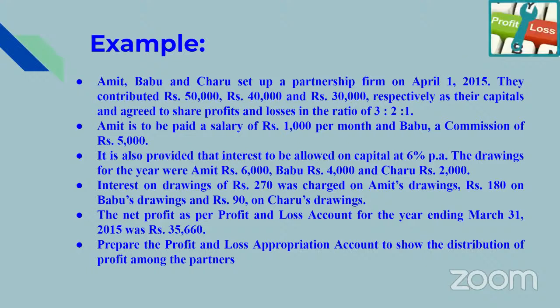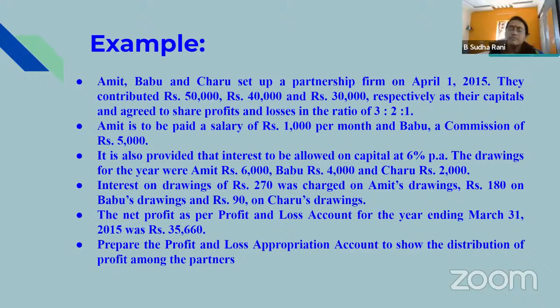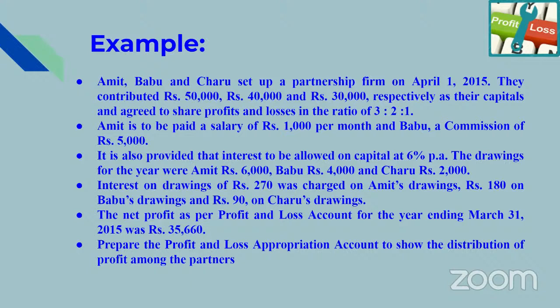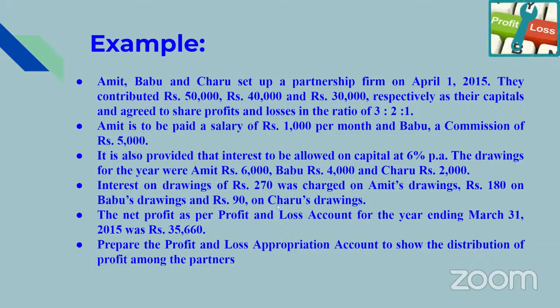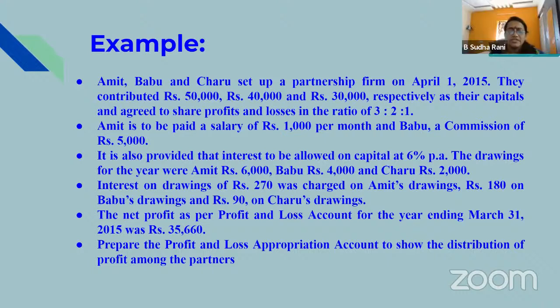Amit, Babu and Charu set up a partnership firm on April 1st, 2015. They contributed rupees 50,000, rupees 40,000 and rupees 30,000 respectively as their capitals, and agreed to share profits and losses in the ratio of 3:2:1. Three are there, na? 3:2:1. Yes, very good. Amit is to be paid a salary of rupees 1000 per month.